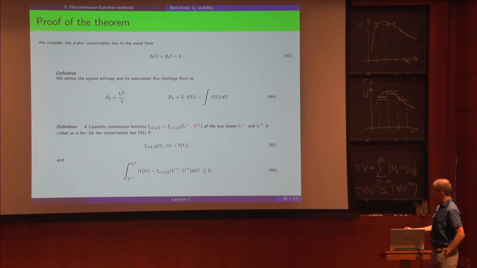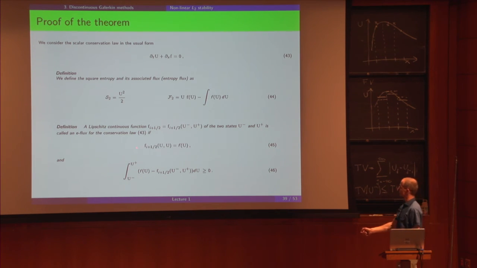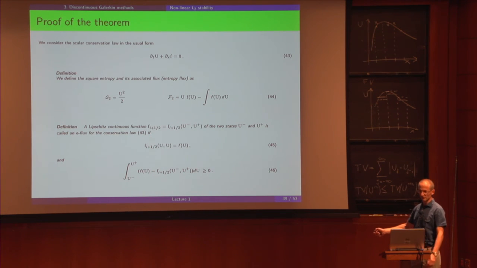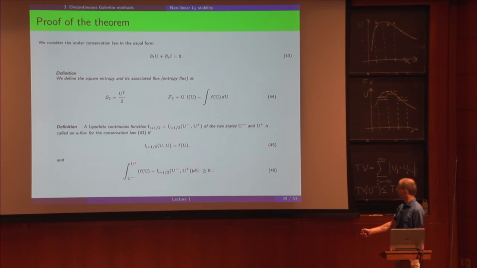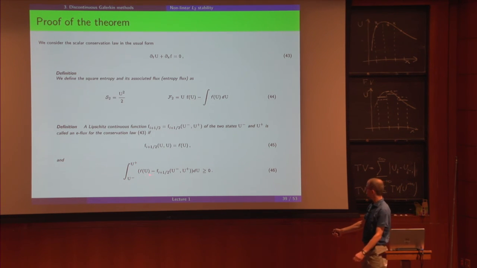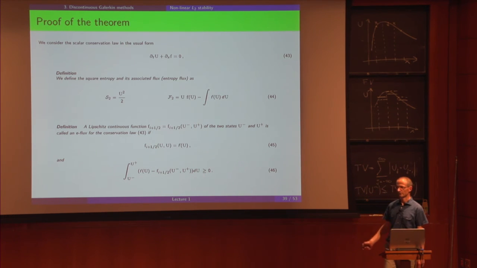We call an efflux a Lipschitz continuous function F_{i+1/2}, which is a function of the two states, U minus and U plus, if it fulfills this consistency condition, which is natural, we have already seen a consistency condition for conservative schemes. And moreover, the second one, this is a novelty, it's the integral from u minus to u plus, the two states. And so the difference between F(u) and this efflux must be positive when integrating over u, okay?